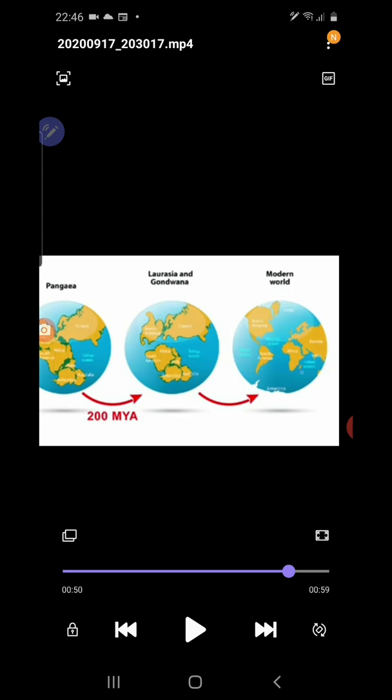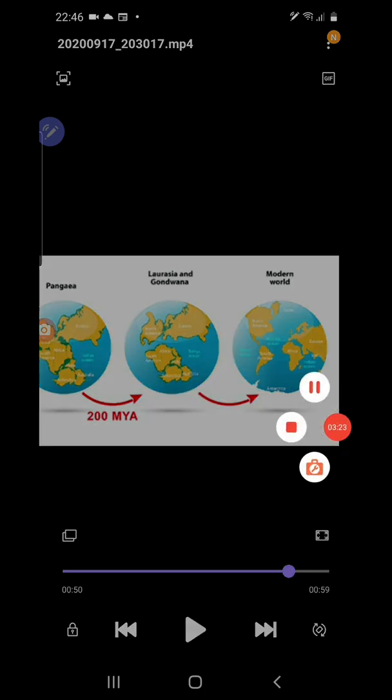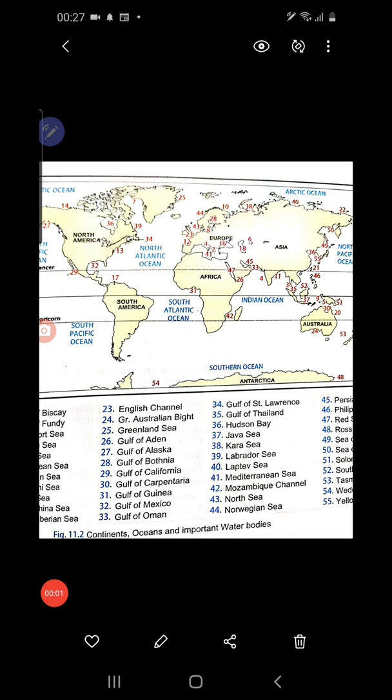Then these 7 continents again are moving, and after some millions of years their shape may be something else. Why? Because of the internal forces which are working under the earth. These internal forces are named as tectonic forces, and tectonic forces are causing the movements of tectonic plates, or you can say these land masses or 7 continents. 7 continents are called 7 tectonic plates. So children, you have learned about the continental drift theory.